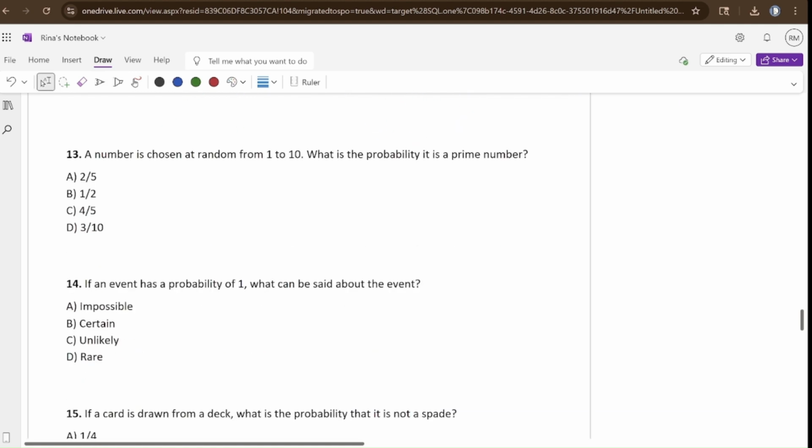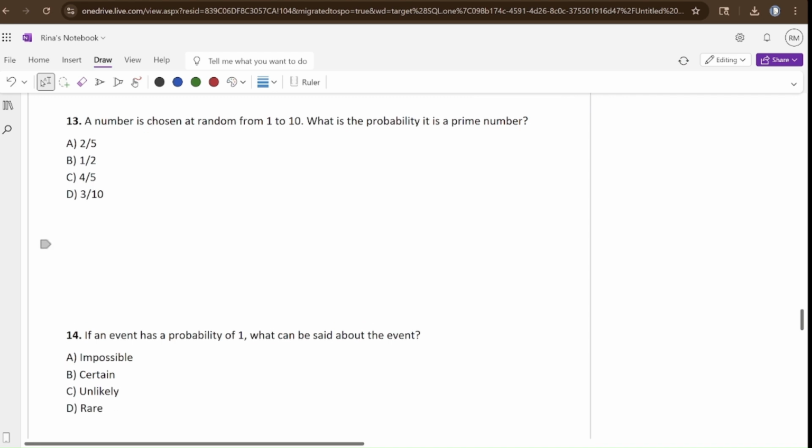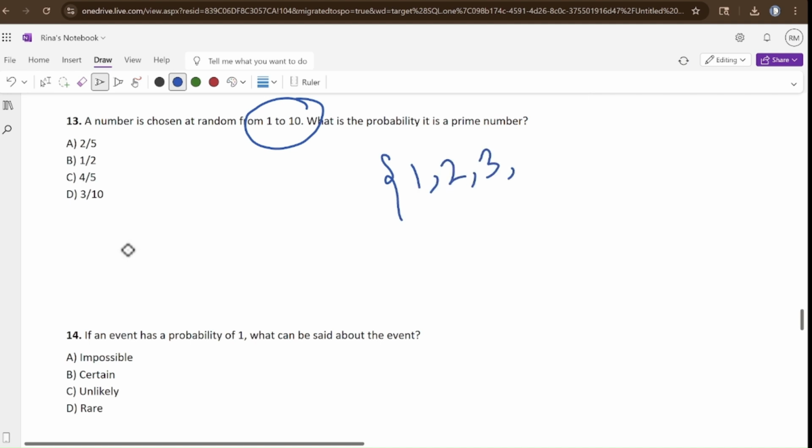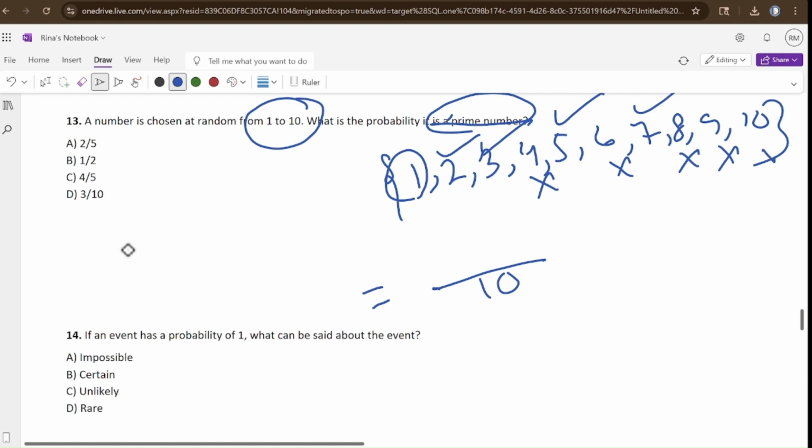Next one. A number is chosen at random from 1 to 10. What is the probability it is a prime number? See, a number chosen from 1 to 10. So total outcomes 1, 2, 3, 4, 5, 6, 7, 8, 9, 10. You can choose any number from here, right? So total outcome is 10. What is the favorable outcome? That is prime number. 1 no, 2 is a prime number, 3 is a prime number, 4 no, 5 is a prime number, 6 no, 7 is a prime number, 8 no, 9 no, 9 can be divisible, 10 no.